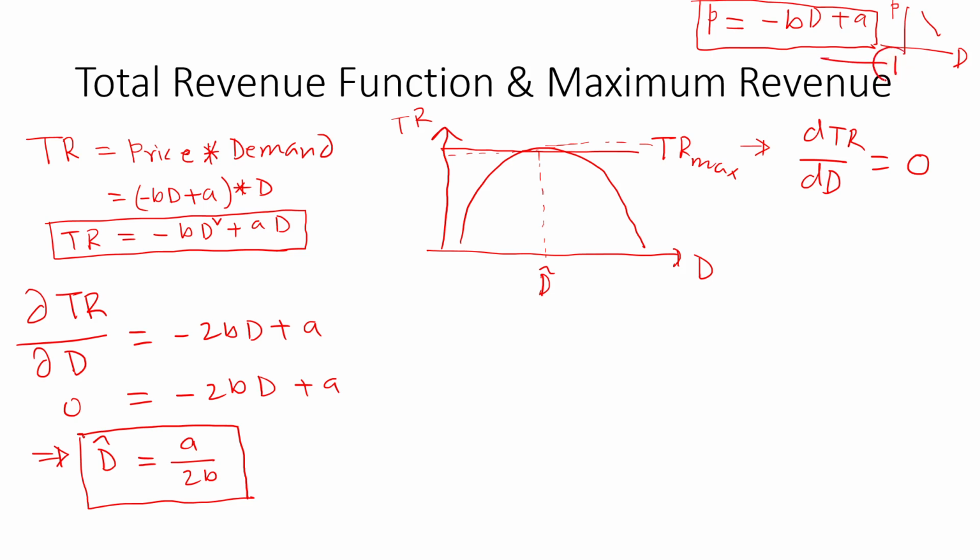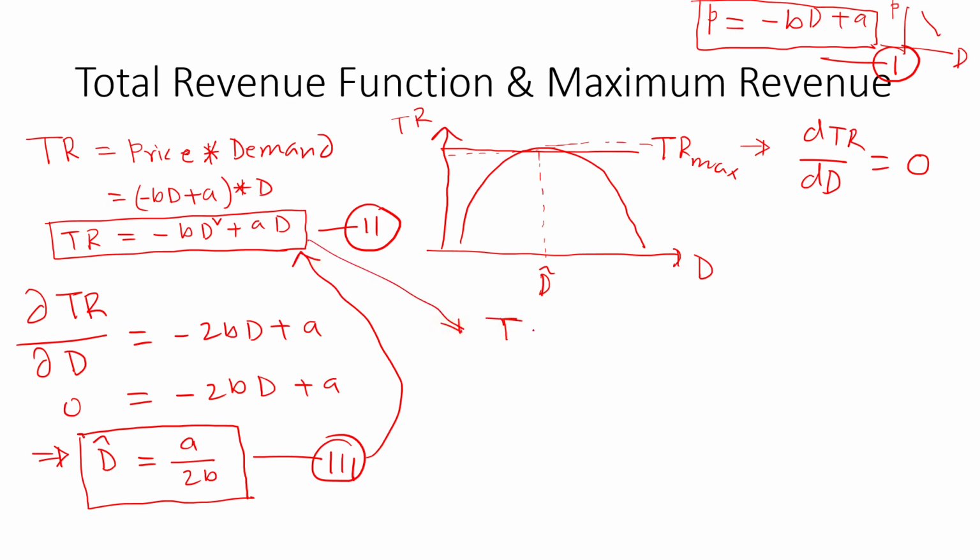Now let's name these equations. Let's say this price equation is equation number 1, the total revenue is equation number 2, and this, the demand for which the maximum revenue occurs, is equation number 3. And if we plug this into this equation, we'll find out the total maximum revenue.